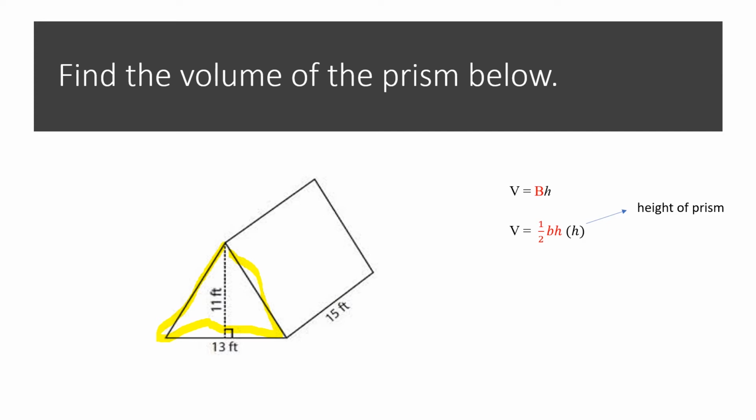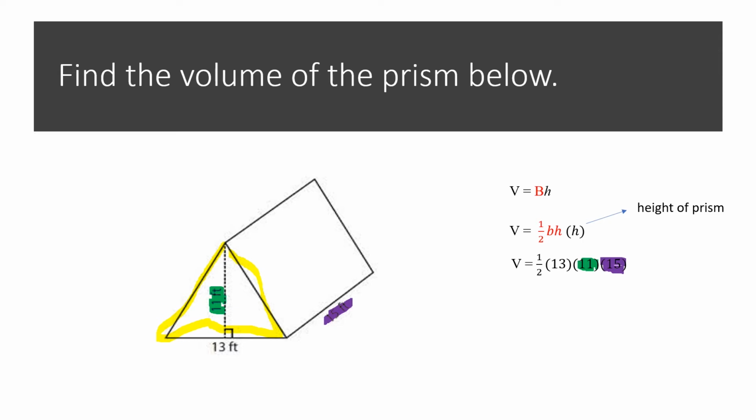So when I'm going to sub in, I'm going to color code for you. I notice the height of my triangle is 11. That's right here. But the height of my actual prism is 15, which is right here. So I'm paying attention to two different heights.